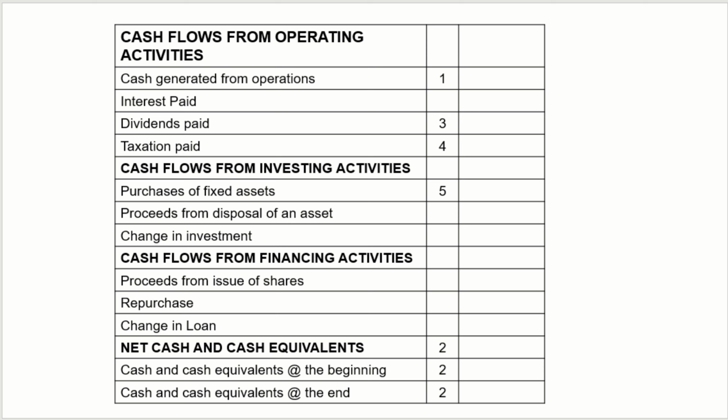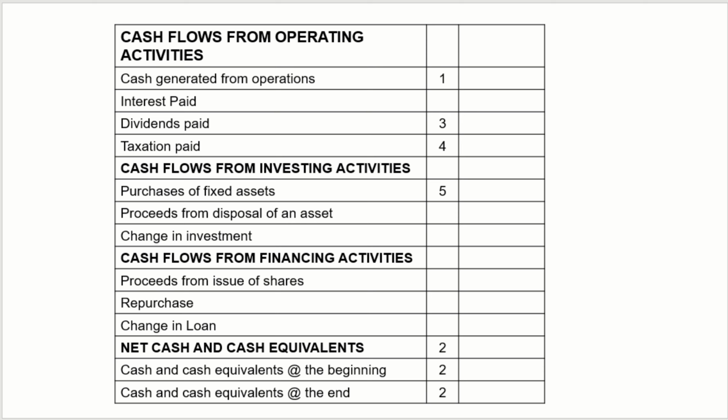So the cash flow statement, just like any other statement, has its own notes. So we have note number 1 as the cash generated from operations. We have note number 2 as the net cash and cash equivalents. We have our note number 3 as the dividends paid. Number 4, taxation paid. And the last one, number 5, will be the purchases of fixed assets. So get a hold of this format. We'll be using this format in the next videos.